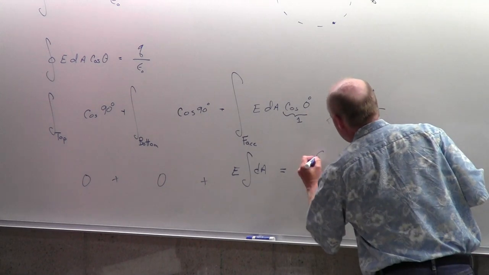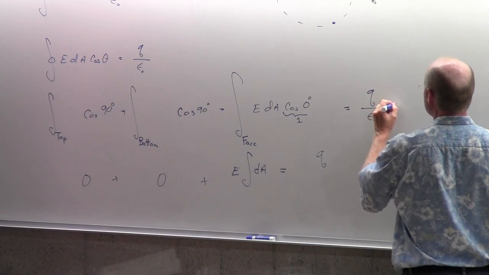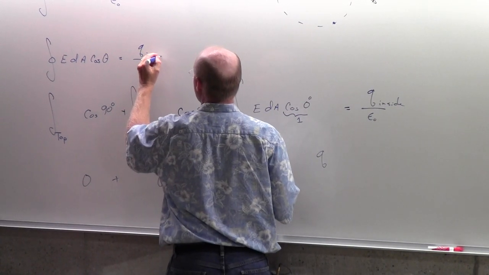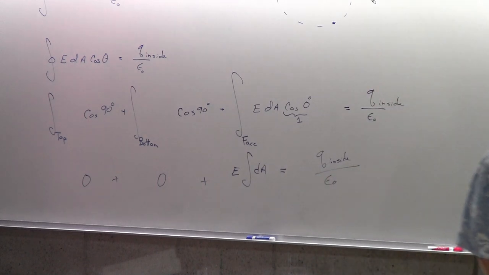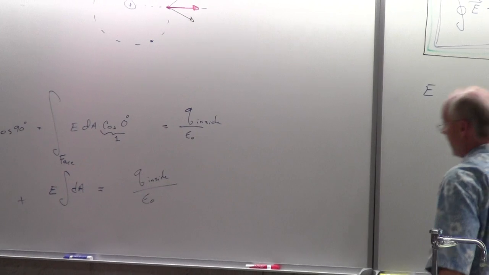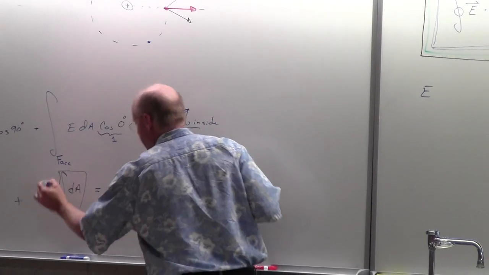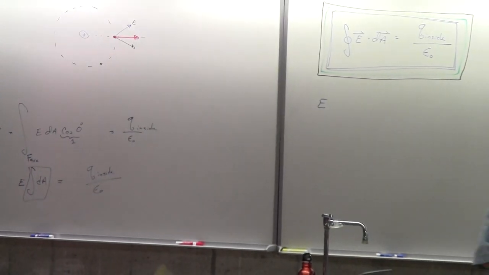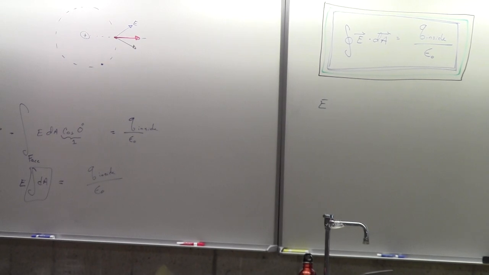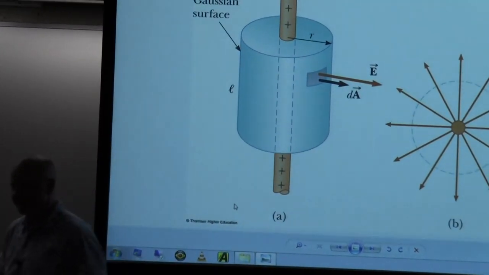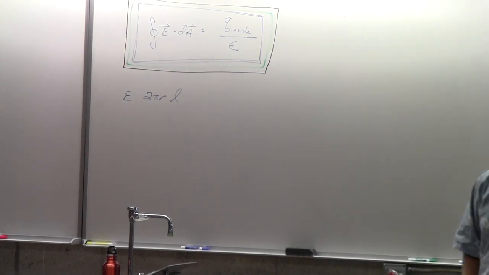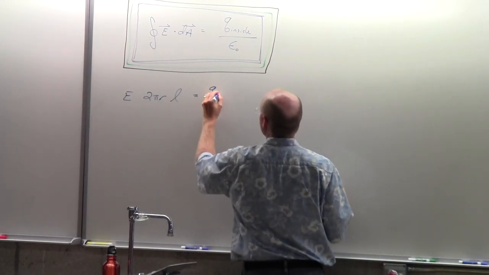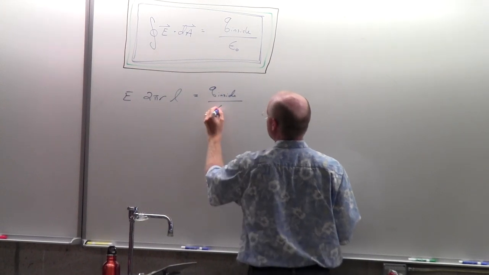So, with that in mind, the right side should have the charge inside over epsilon naught. And so now, this becomes E, and then this integral is very easy to do. What's the integral of that? The area. Area of what? The area of that face. So how do I get the area of that face? I don't do the integral, I go back to geometry. It's the circumference, 2 pi r, times the length or height of the cylinder. So there's the area of that face. And that has to equal the charge that is inside over epsilon naught.